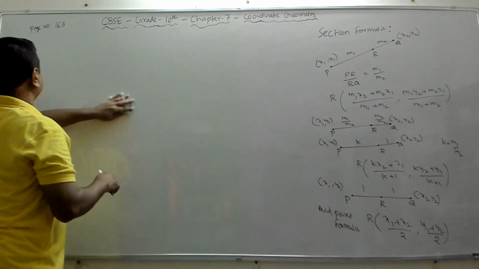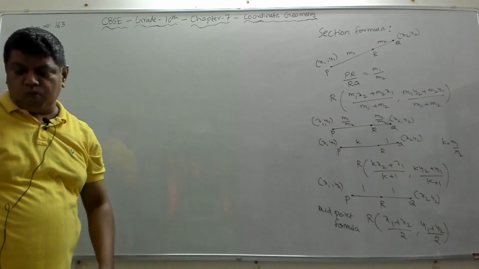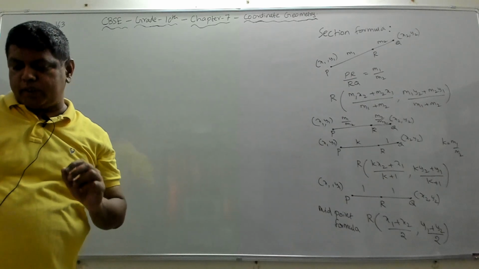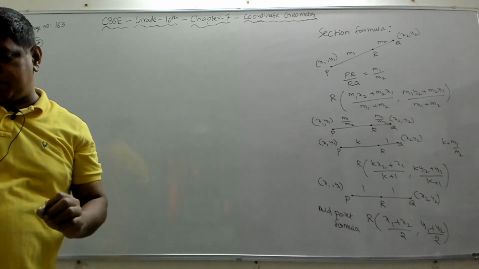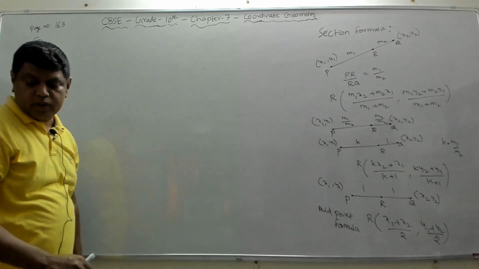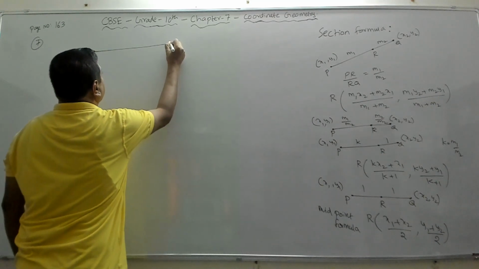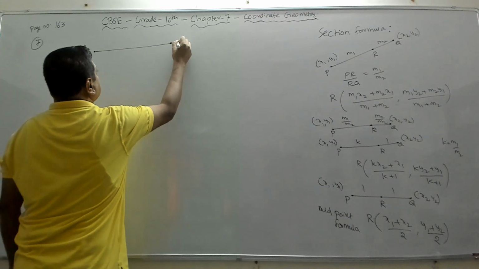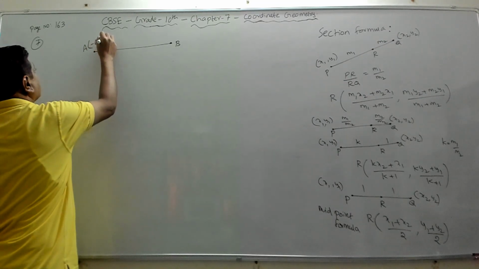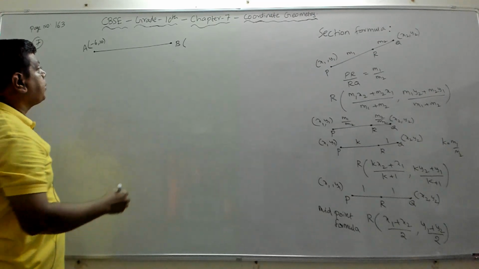Now, 7th problem. So, 7th question says, in what ratio does the point P of minus 4, 6 divide the line segment joining the points A of minus 6, 10 and B of 3, minus 8? Which means what is given is, in what ratio? We have to find the ratio here. So, there is a line segment joining 2 points A and B. So, A is minus 6, 10. Then B is 3, minus 8.